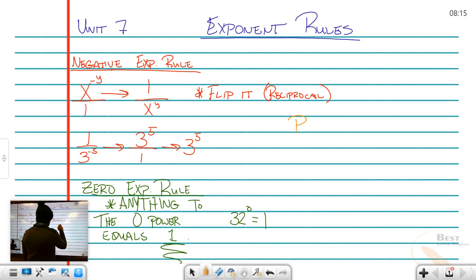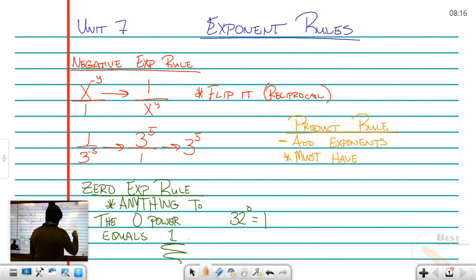And our last one, the product rule. With the product rule, we're going to add our exponents. So all we're going to do is add exponents. And one thing to remember is you must have the same base. So if we have a base with an exponent multiplied by a similar base and exponent, you're just going to add them.